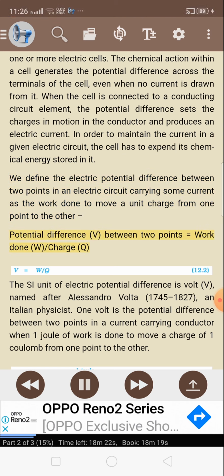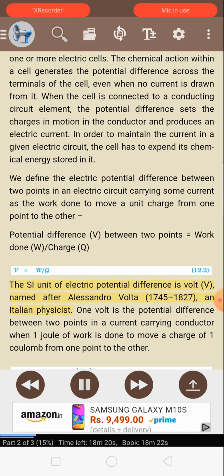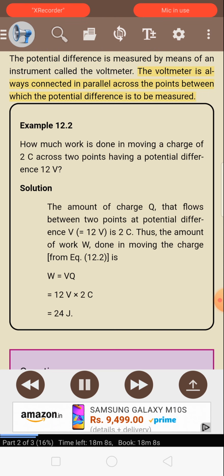Potential difference V between 2 points equals work done, W, divided by charge Q. The SI unit of electric potential difference is volt, V, named after Alessandro Volta, 1745-1827, an Italian physicist. 1 volt is the potential difference between 2 points in a current carrying conductor when 1 joule of work is done to move a charge of 1 coulomb from one point to the other. The potential difference is measured by means of an instrument called the voltmeter. The voltmeter is always connected in parallel across the points between which the potential difference is to be measured.